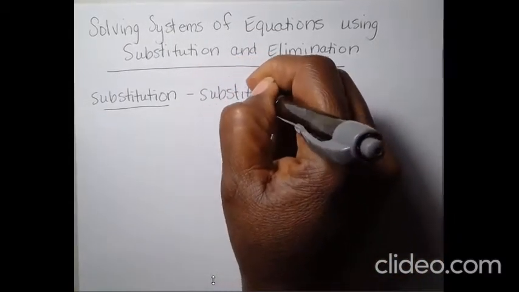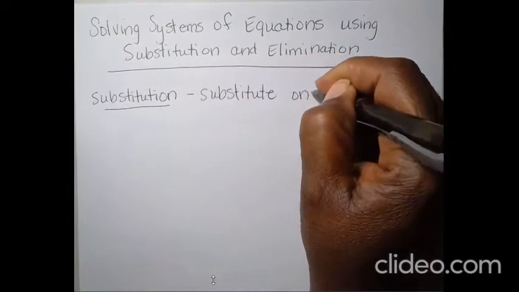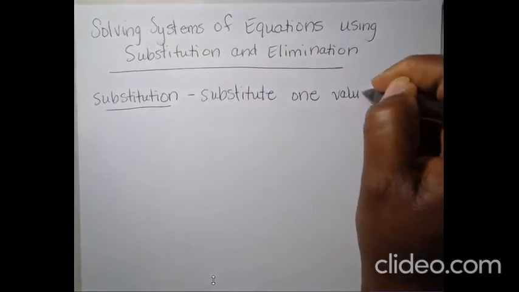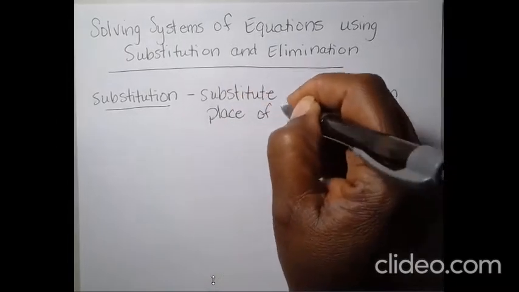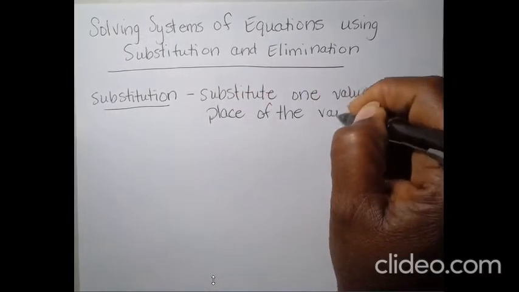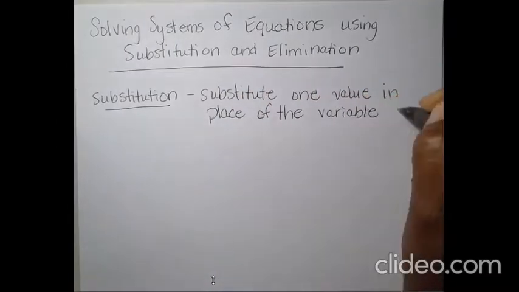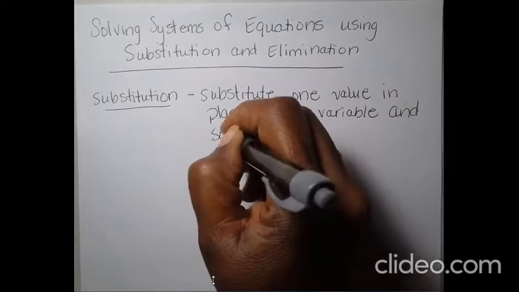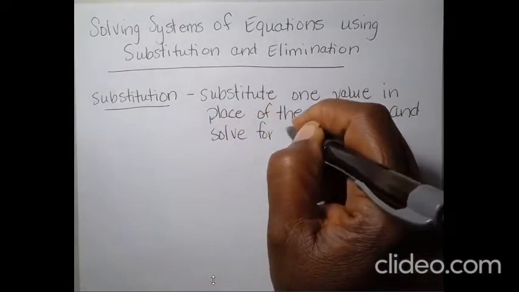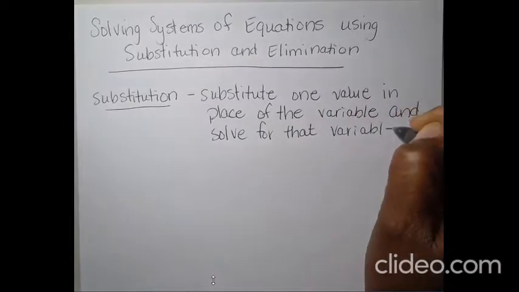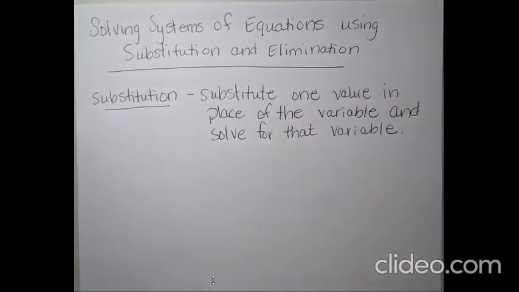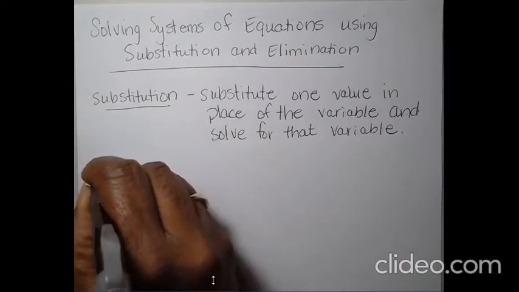When you are solving by substitution, you are doing basically what it says. You are going to substitute one value in place of the other variable and solve for that variable. Basically, you're substituting one thing in and solving for the other variable. Then after that, you'll go back and solve for the initial one that you substituted in. So let's do an example.